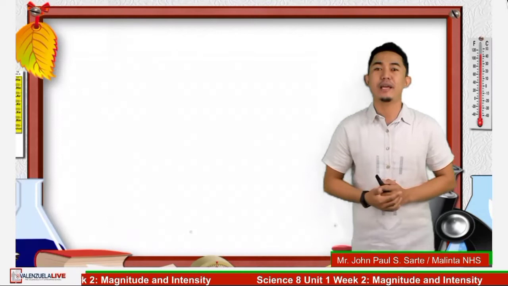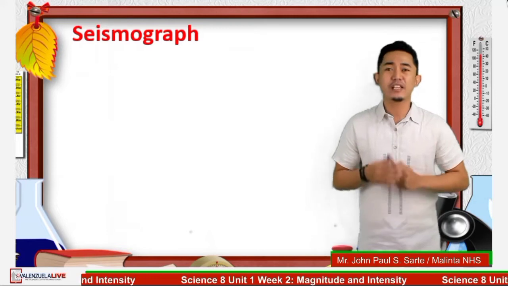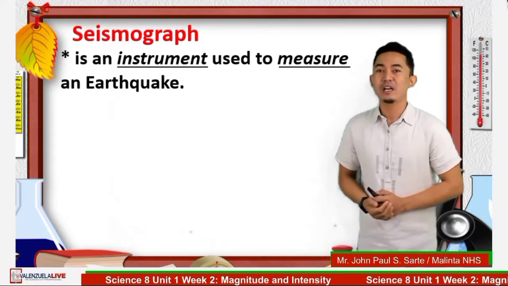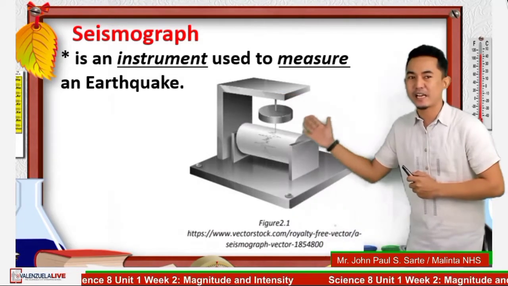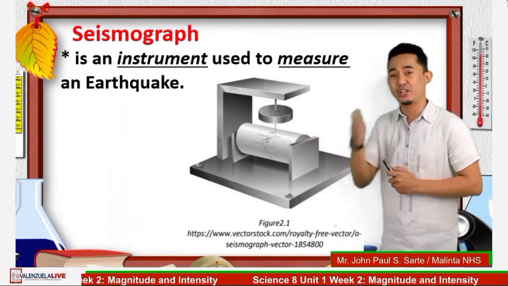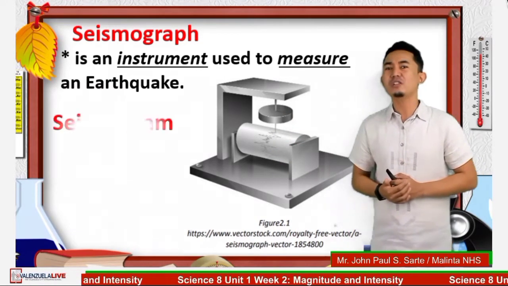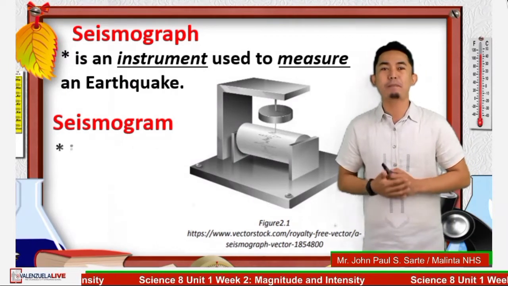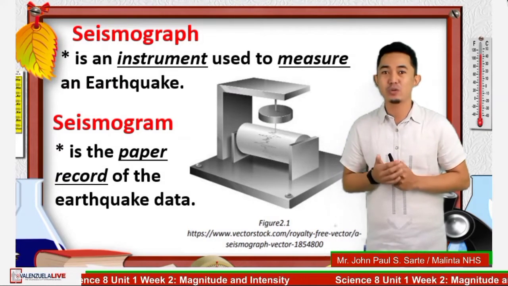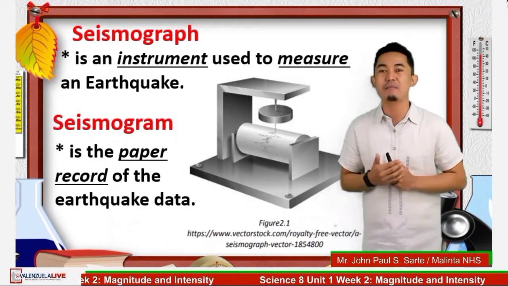And to measure an earthquake, class, we need to use a seismograph. When we say seismograph, it is an instrument used to measure an earthquake. This picture is one of the examples of a seismograph. We also have this in our science laboratory in your school. You have this kind of seismograph. Aside from this, we also have the seismogram, which is the paper record of the earthquake data. So do not forget those words. Paper record. It is where all the data gathered about an earthquake are kept.